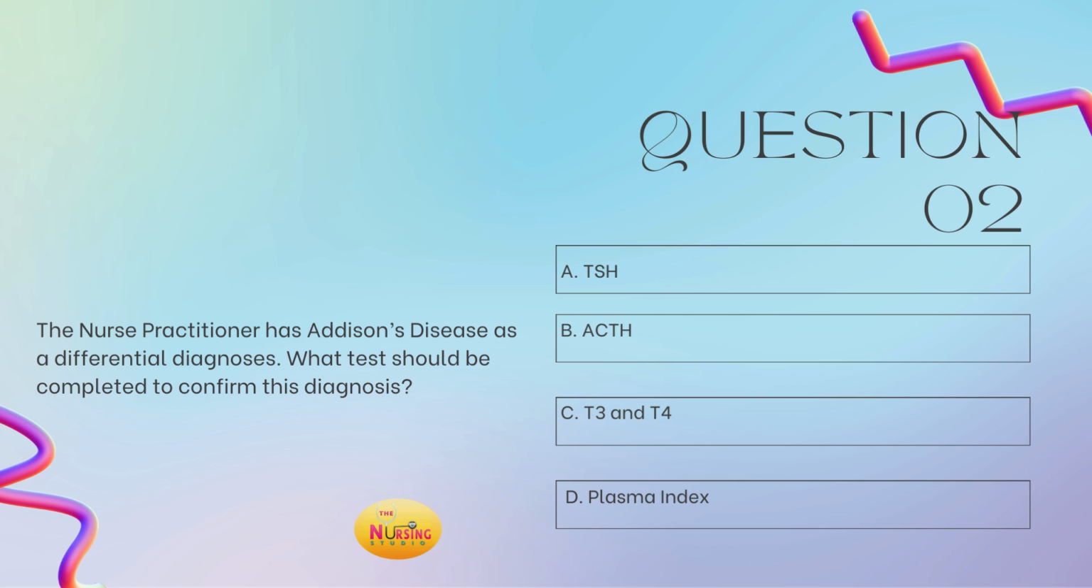Question number two states the nurse practitioner has Addison's disease as a differential diagnosis. What test should be completed to confirm this diagnosis? Is it A, a TSH, B, an ACTH, C, T3 and T4, or D, a plasma index?